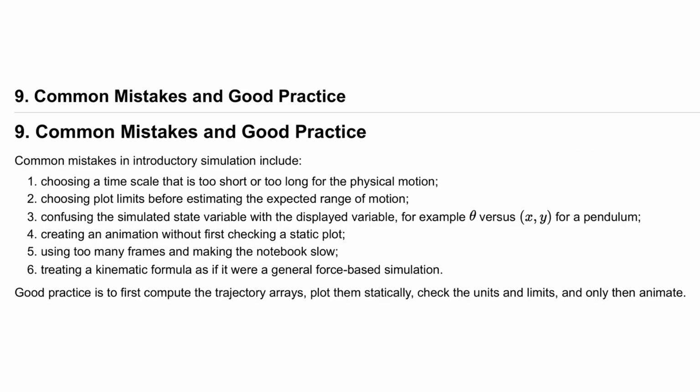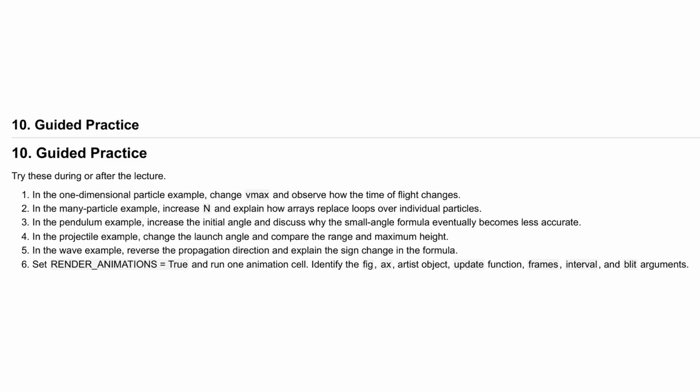Common pitfalls include choosing poor time steps or hard-coding values instead of using variables. Always ensure your visual scales match your physical parameters to avoid misleading plots. For guided practice, try altering the initial conditions in the provided examples. Increase the pendulum's initial angle or change the projectile's launch velocity and observe how the plots respond.